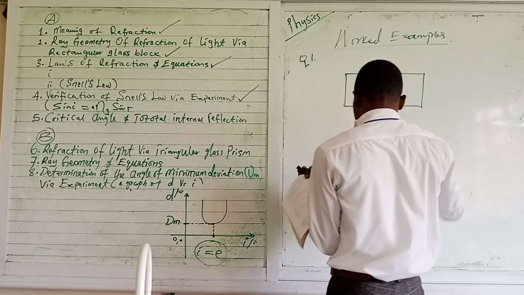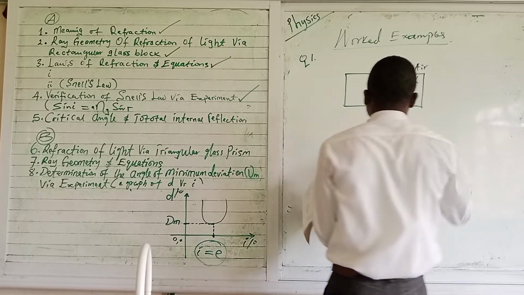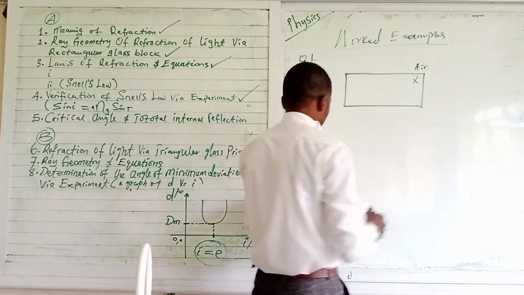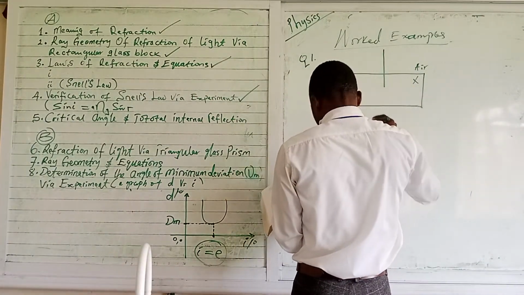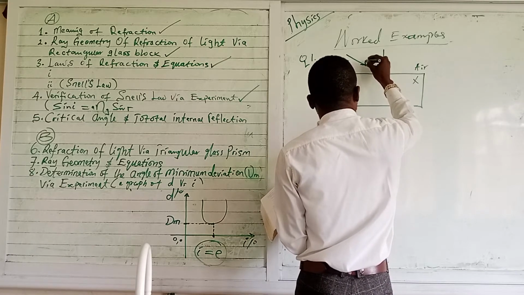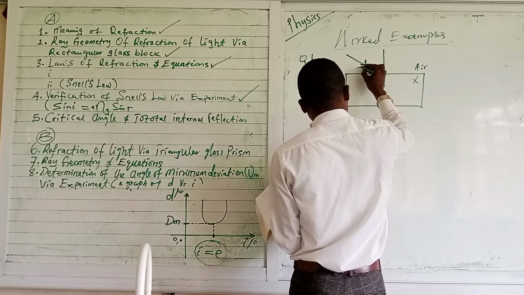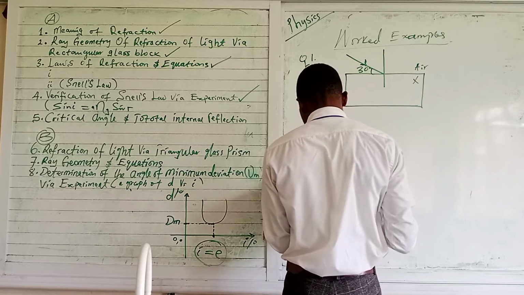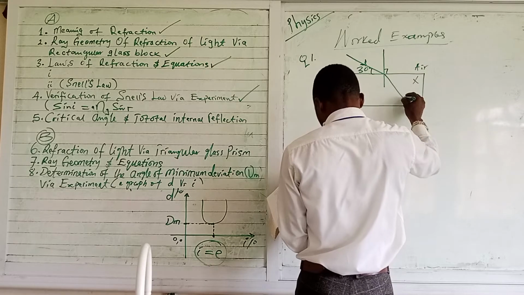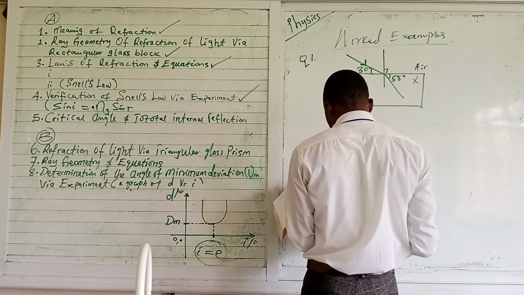You have this as your air media, and this is for the X, be it glass or plastic, we don't know. So, a ray of light is incident here, and then we are given the glancing angle as what? 30 degrees. And then here, 58 degrees.